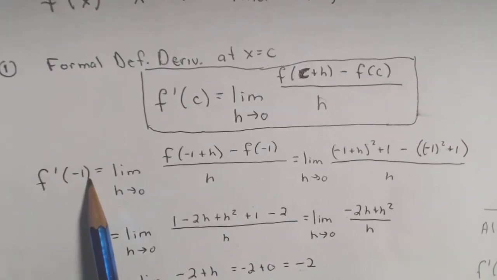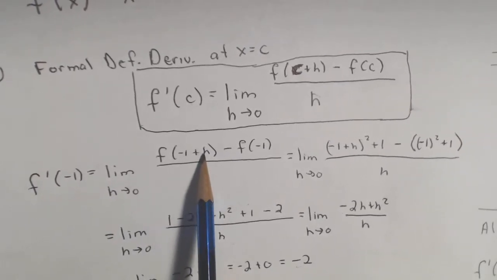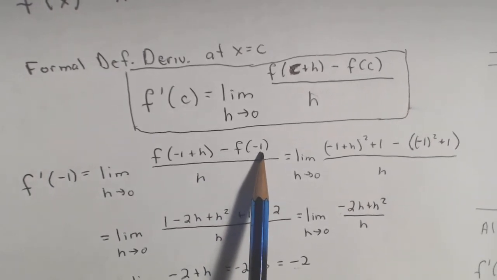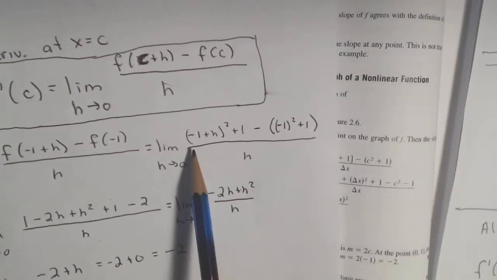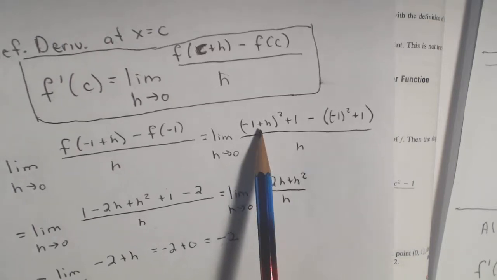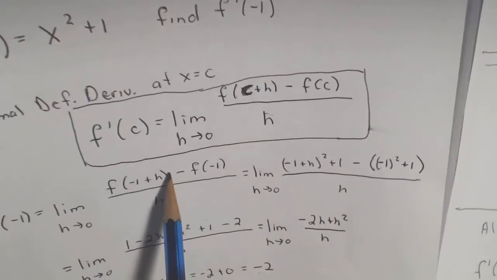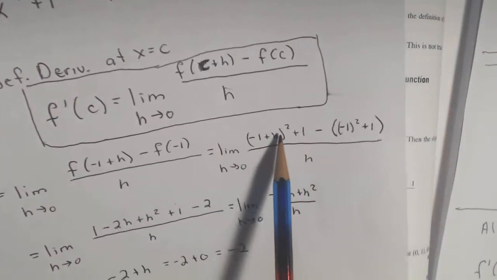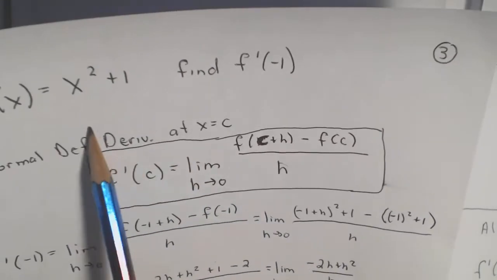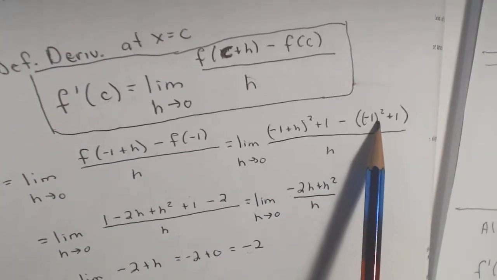f prime of -1 is the limit as h approaches 0. Instead of f of x plus h, it's f of -1 plus h. Instead of f of x, it's f of -1. That's the only difference. You'll be working with a lot more numbers. We've done this, so this is not really new. This is the limit as h goes to 0 of -1 plus h squared plus 1. Remember, it was x squared plus 1, and my x in this case, if you will, is -1 plus h. Plus 1 minus f of -1, which would be by the formula -1 squared plus 1. Okay, when I evaluate that, that just gives me plain old 2.